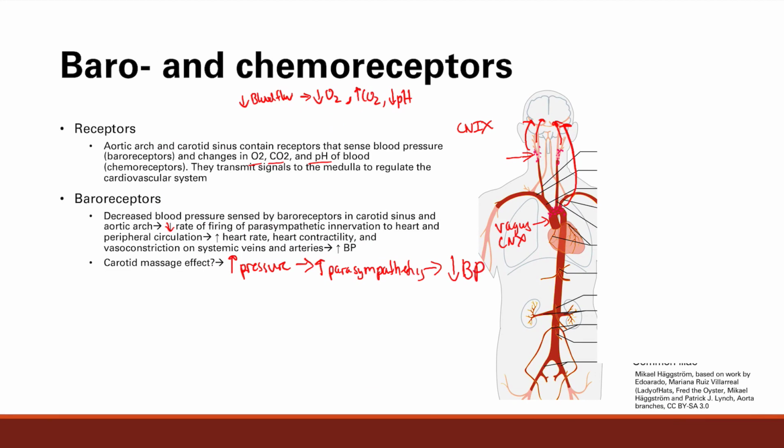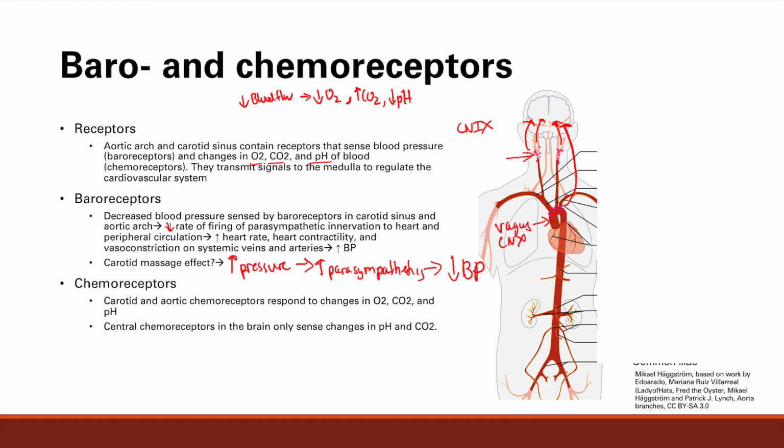Everything just makes sense. Honestly, you don't have to remember whether the parasympathetics are activated or decreased. If you know the end goal, so if you know that you're going to sense decreased pressure, your goal is to increase blood pressure, then obviously how you're going to increase the blood pressure is you're going to get decreased parasympathetic stimulation. So it all makes a lot of sense.